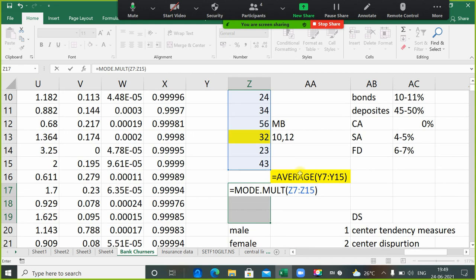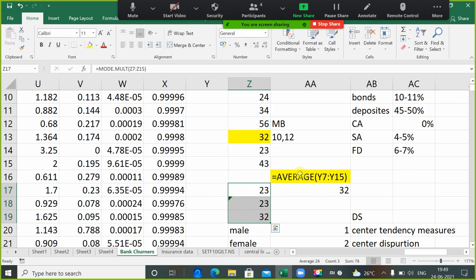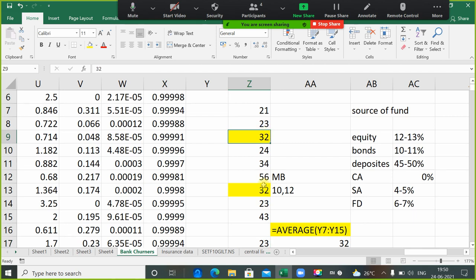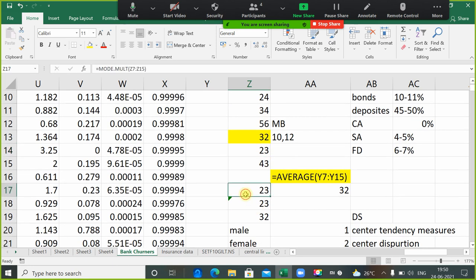If you directly press enter, you will get only one mode. When you have multiple cells selected, use Control Enter, or Control Shift Enter. Now it is showing that we have 2 modes. One is 23, the second one is 32. If you have 3 different numbers given, here only 2 modes we have: 32 repeated 2 times, and 23 repeated 2 times. If you use MODE.SNGL, you will get only the first one, only the lowest one.